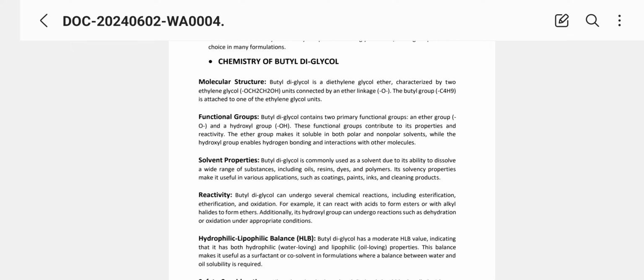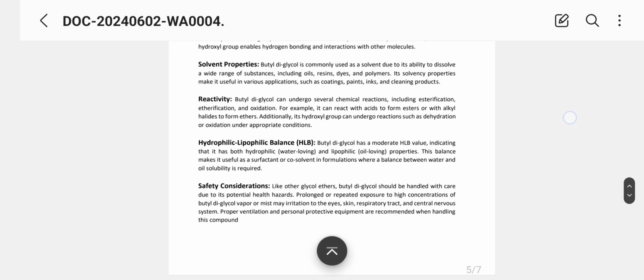The ether group makes it soluble in both polar and non-polar solvents, while the hydroxy group enables hydrogen bonding and interaction with other compounds. Solvent properties. Butyl diglycol is commonly used as a solvent due to its ability to dissolve a wide range of substances, including oils, resins, dyes, and polymers. Its solvency properties make it useful in various applications such as coatings, paints, inks, and cleaning products.